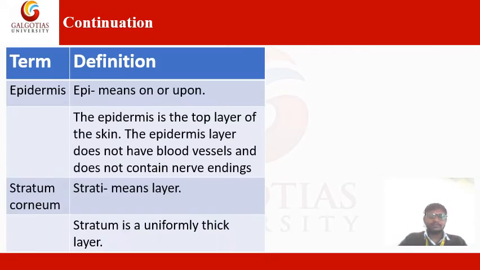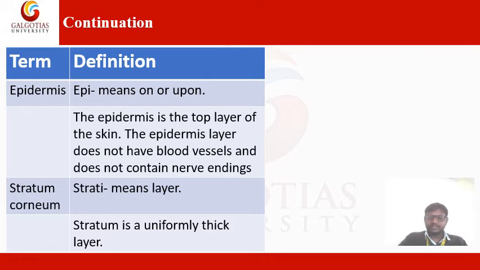And next one, epidermis. Epidermis means upper layer. The epidermis is the top layer of the skin. The epidermis layer does not have blood vessels and does not contain nerve endings also.